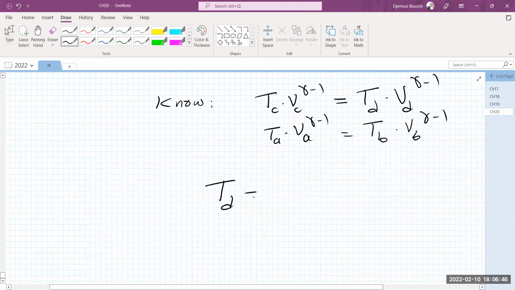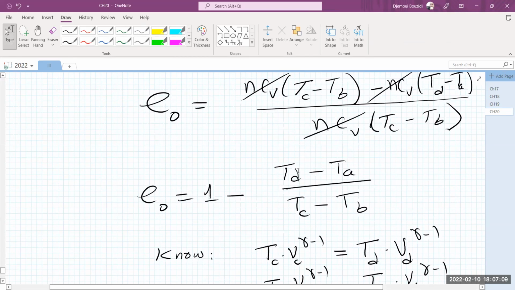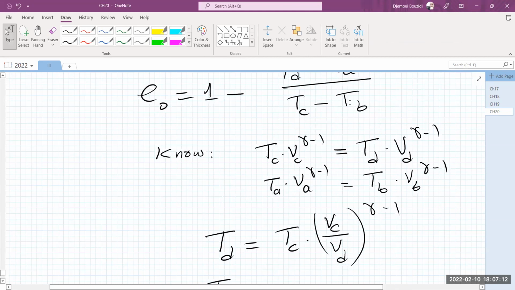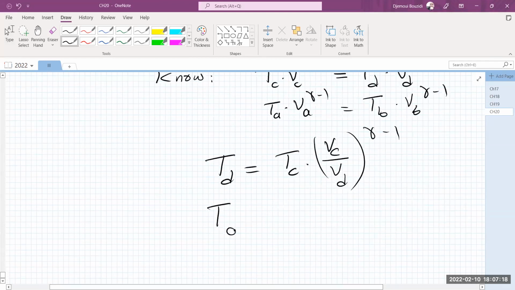So TD from this expression is equal to TC times VC over VD to the power gamma minus 1. And TB, or I'm sorry, I need TA, not TB. Because I need to express somehow the numerator, which has TD and TA, in terms of the denominator, which has TC and TB. So I already did TD, so all I need now is the TA. So TA now, from the second equation, is TB times VB over VA to the power gamma minus 1.